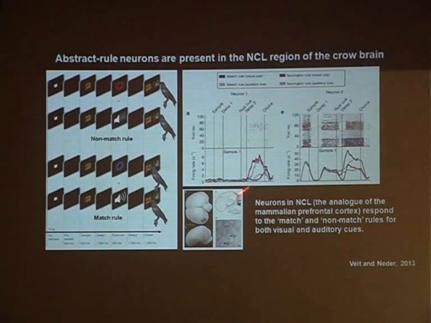And what they found was there were neurons which responded to the non-match condition only, whether it was visual or auditory, or otherwise the matched condition, either visual or auditory. So in fact, this region actually contains these abstract rule neurons and is apparently important for making these kinds of discriminations. It was found that on the occasion that these birds made some kind of an error of judgment, these neurons fired less than they would if they made a correct call on the choices.